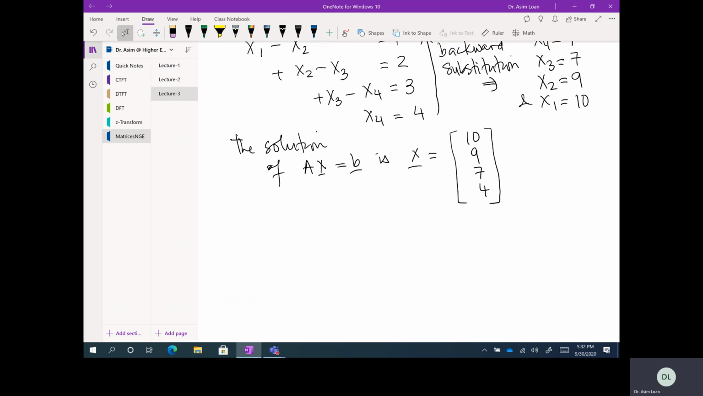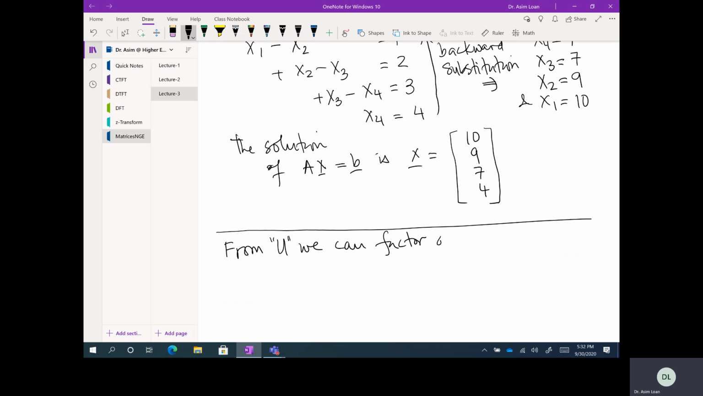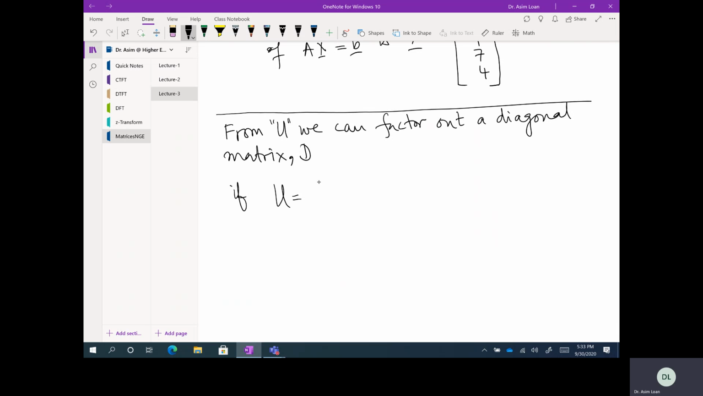We can factor out from U, so we can make the pivots 1. From U we can factor out a diagonal matrix D. How do we do that? If U equals D1, D2 up to Dn on the diagonal, with all zeros below, this is all 0, this is all 0, and this is U.